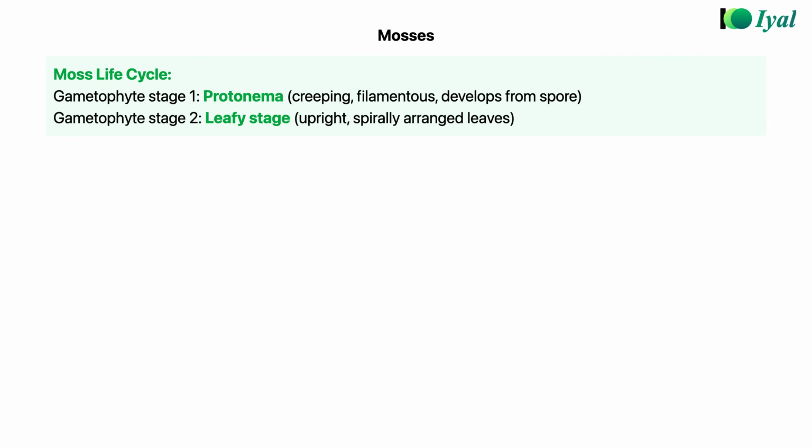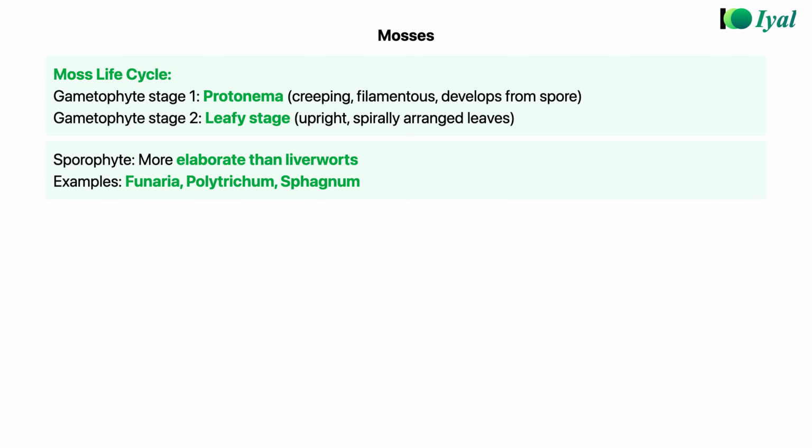The life cycle of a moss is particularly interesting. The predominant stage is the gametophyte, which actually has two distinct stages. First, there's the protonemal stage, which develops directly from a spore. It's creeping, green, branched, and frequently filamentous. The second stage is the leafy stage, which develops from the secondary protonema as a lateral bud. This stage consists of upright, slender axes bearing spirally arranged leaves, and they're attached to soil through multicellular, branched rhizoids.